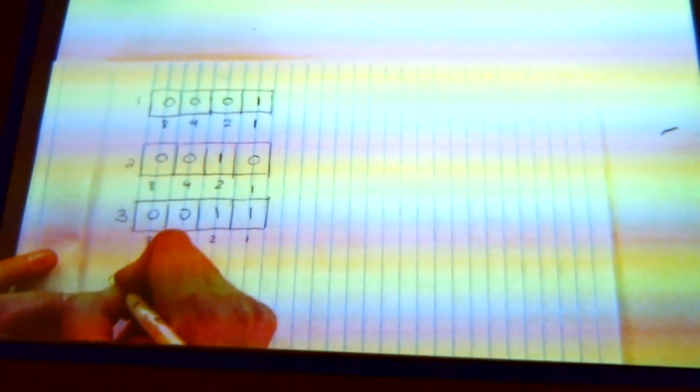Does that make sense? Maybe? Okay. So 4 again is pretty simple.